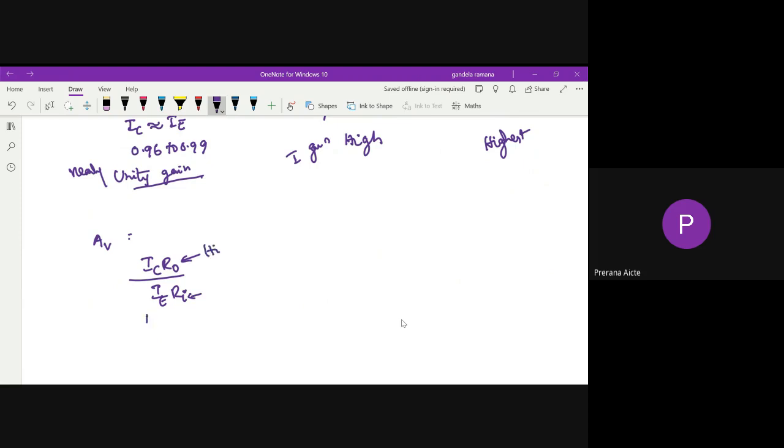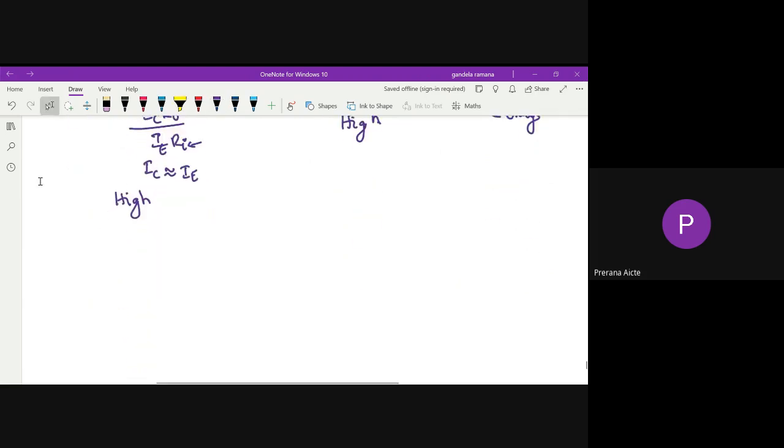IC is approximately equal to IE, so these two are negligible. When a high resistance value is divided by a low resistance value, the result is high. So in CB configuration, voltage gain is high. In CE also, high by low, so voltage gain is high. In CC, the voltage gain is less than unity. So what is the drawback of CB configuration?